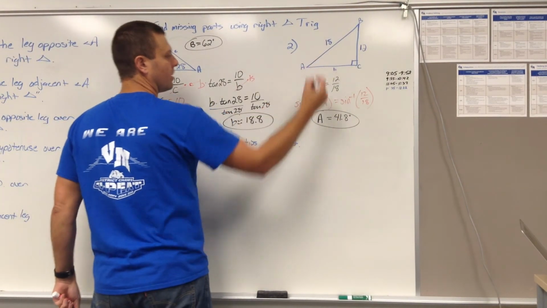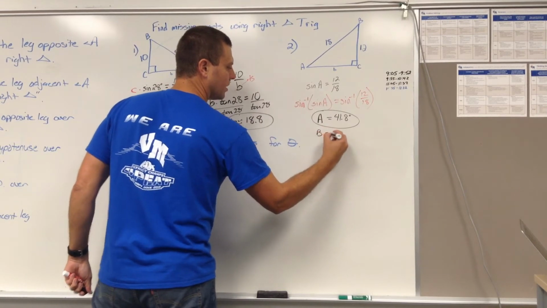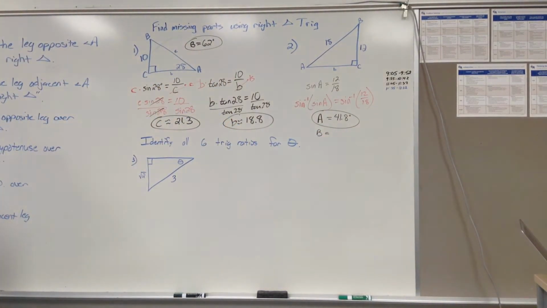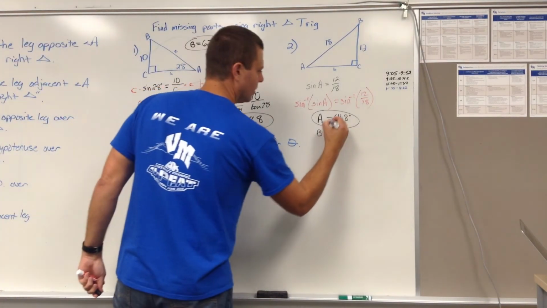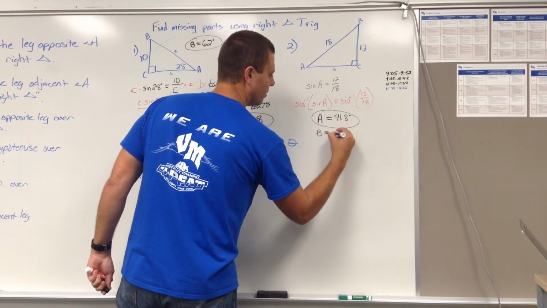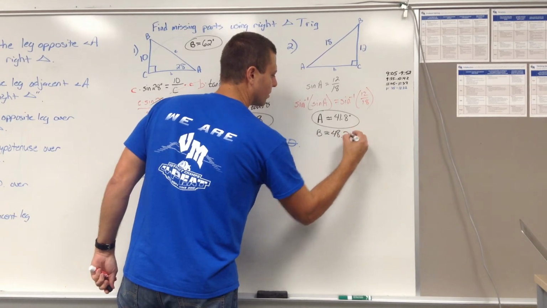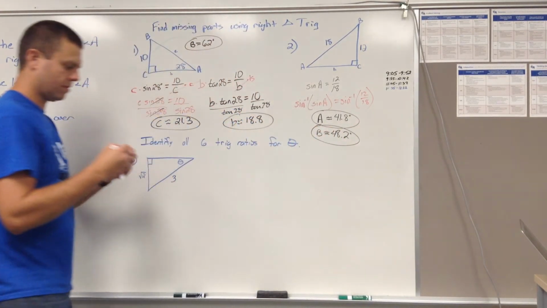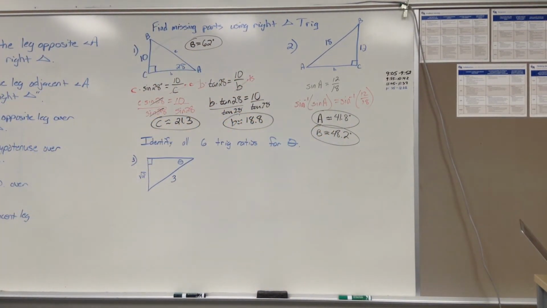Alright, so angle A is 41.8. Now that I know this angle, can I figure out angle B pretty easy? Yeah. So they all got to add up to 180, so that'd be 48.2. I guess those are rounded, so 48.2 degrees. Alright. And then let's find our missing side using Pythagorean's theorem, and I'm going to refresh you on how to simplify radicals.